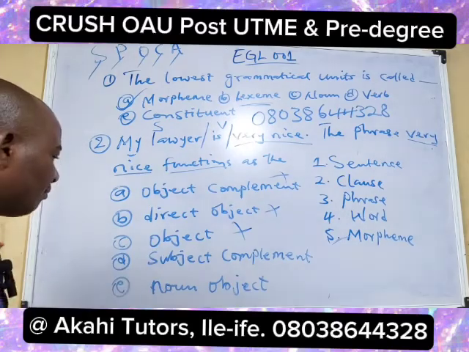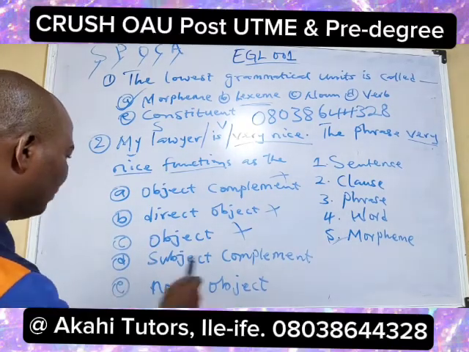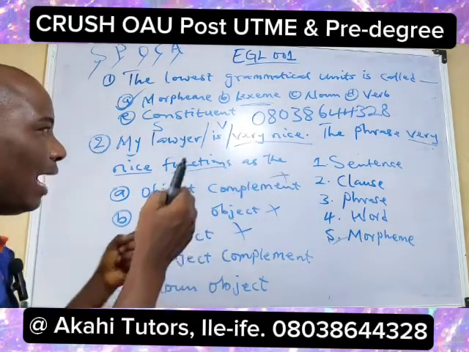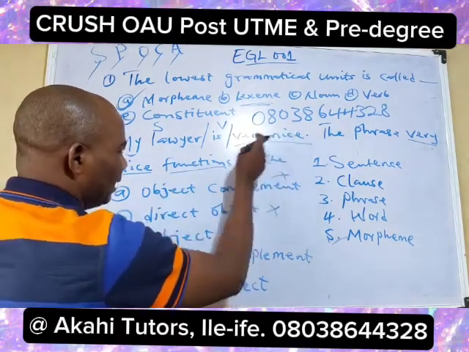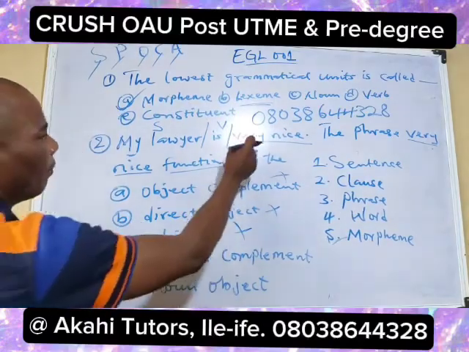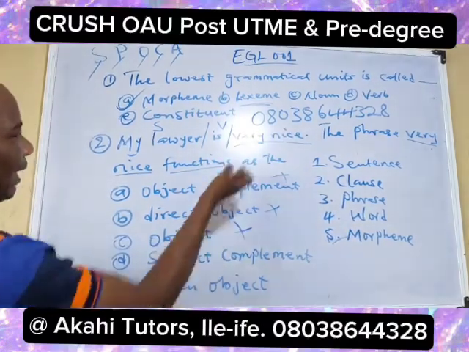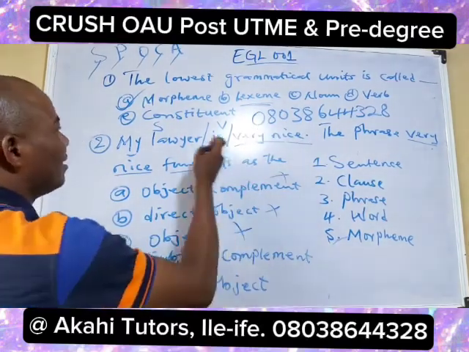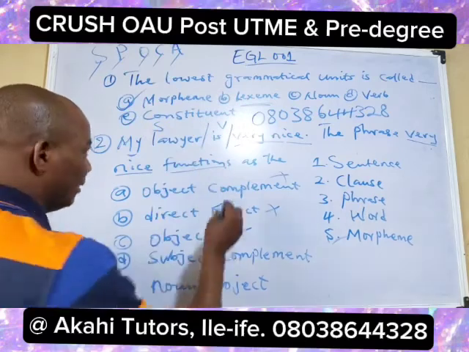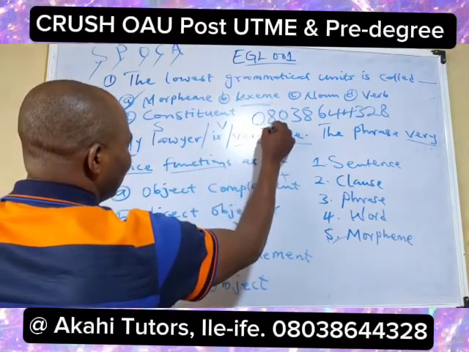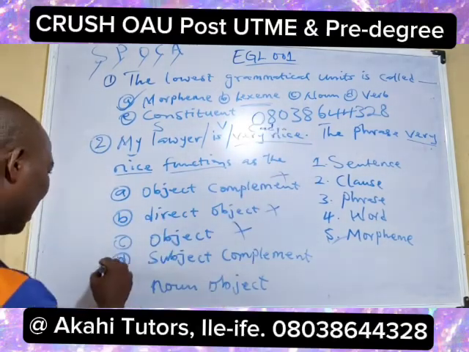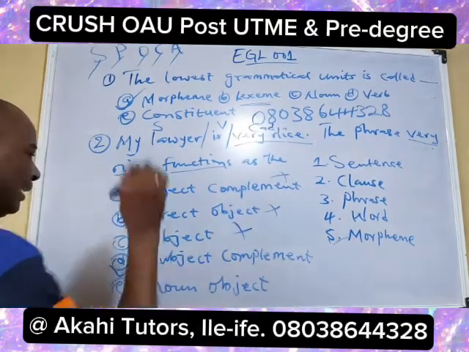So option D, noun object. Do we have noun object? Very nice is an adjective. Nice is an adjective. Very is an adverb pre-modifying the adjective. So in fact, it cannot be an object. So it's not noun object. It's complement adjective. So the correct answer is subject complement adjective.